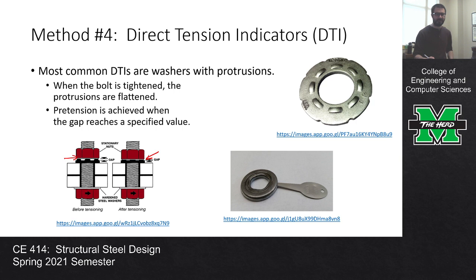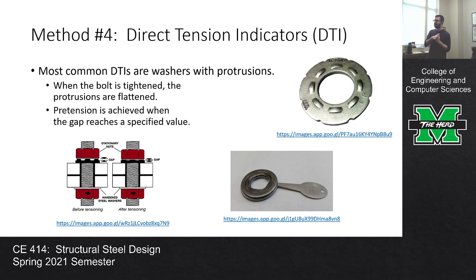And you could check that in the field. They have what are called feeler gauges. And so as long as you can measure that gap, you can see whether or not your bolt has achieved the specified pretension. So these are arguably the four most common methods of achieving pretension in a slip critical bolt. It's not like I'd ever ask you to remember those for an exam or anything. But the other thing I'd mention about DTIs is, in this one, there's actually a metal protrusion that, once it flattens, you know that you've met your pretension.